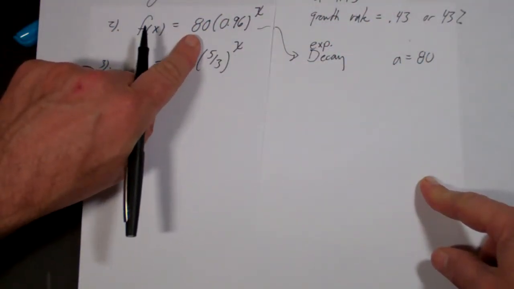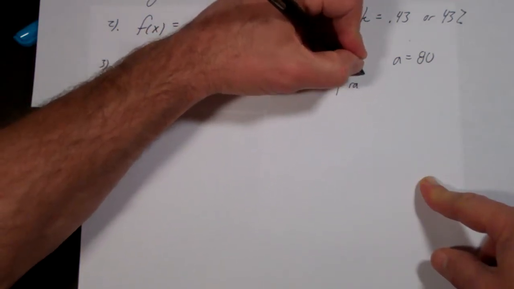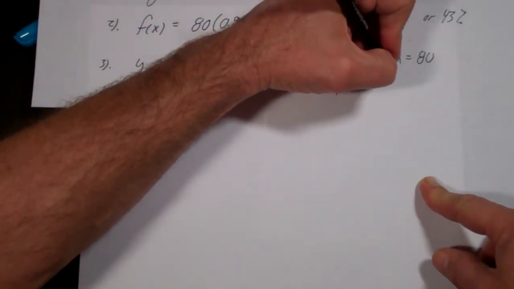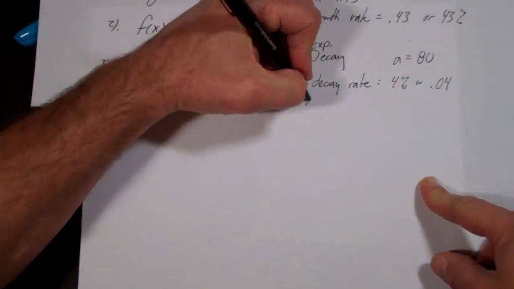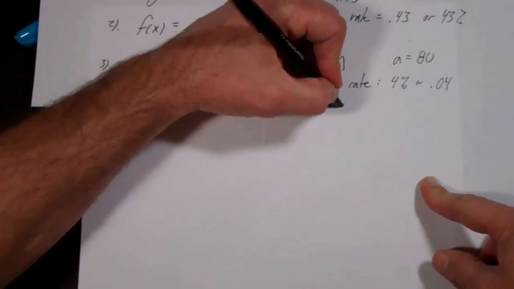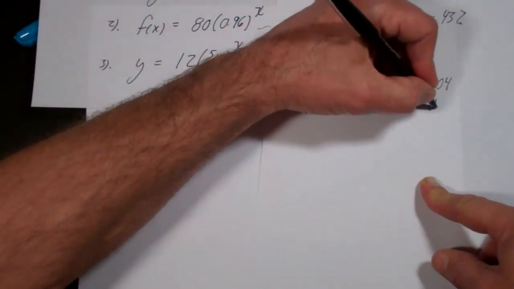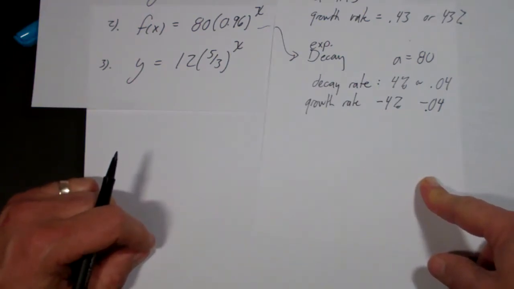That's the starting value. And here, the decay rate, now be a little bit careful with your semantics here. You can either say the decay rate here is 4% or 0.04, or you can say the growth rate is minus 4% or minus 0.04. Either one of those answers would be fine.